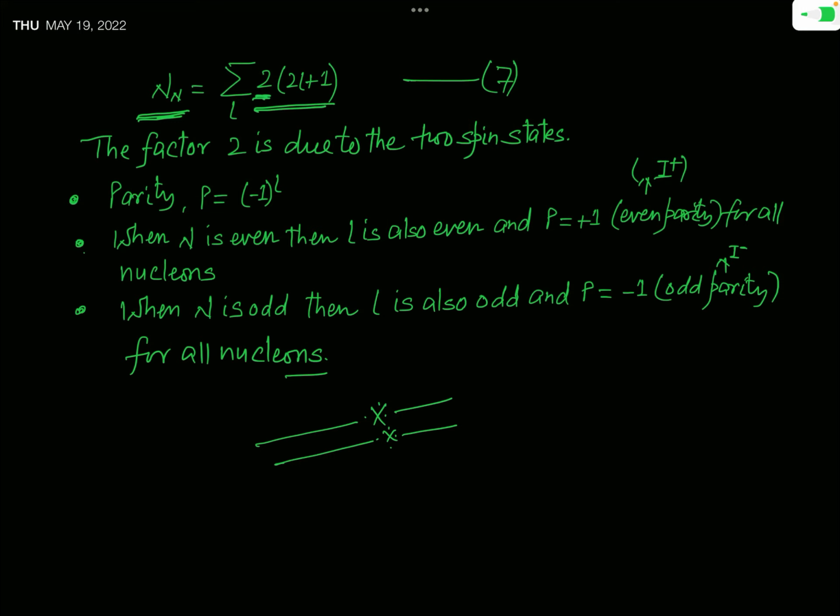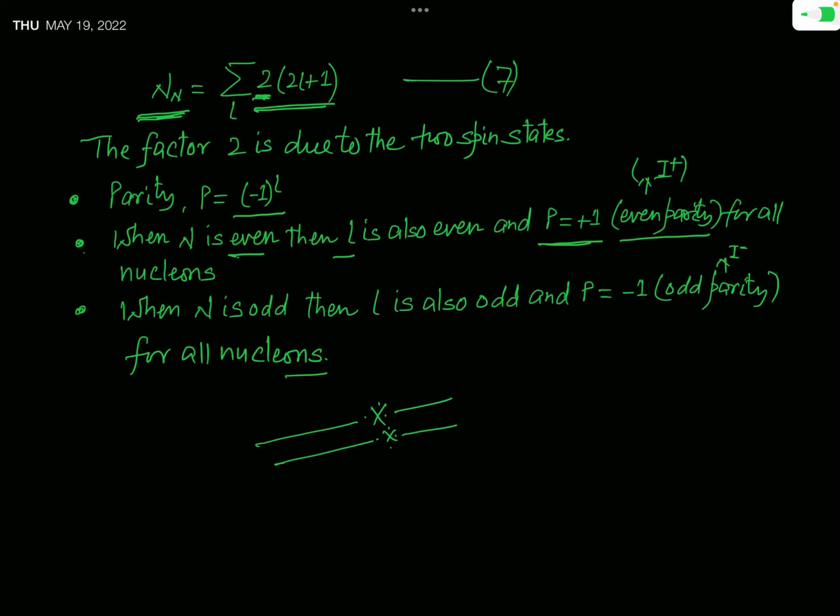Now, as you have studied earlier in quantum mechanics, the parity is defined as p equal to minus 1 to the power L, (−1)^L. Now, you have seen just now that if n is even, then L is also even. And if L is even, then if you put an even number as a power on minus 1, this p will be simply equal to plus 1. Minus 1 raised to the power of any even number will be plus 1. And if p is plus 1, it represents even parity. So when the quantum number n is even, the orbital quantum number L will also be even, and we will say that the parity of all nucleons will be even.